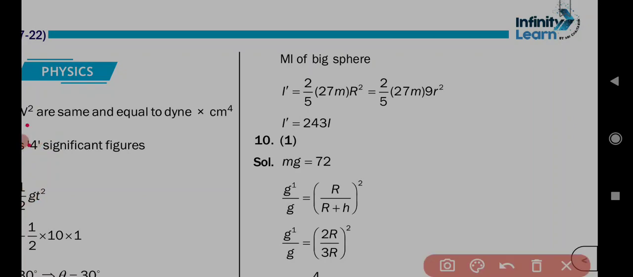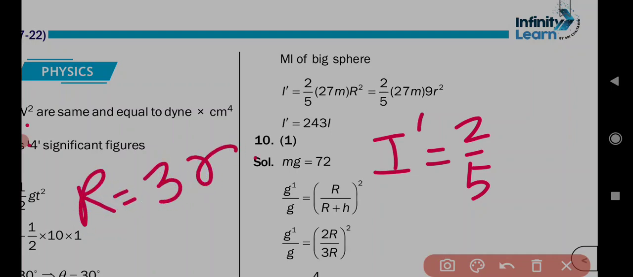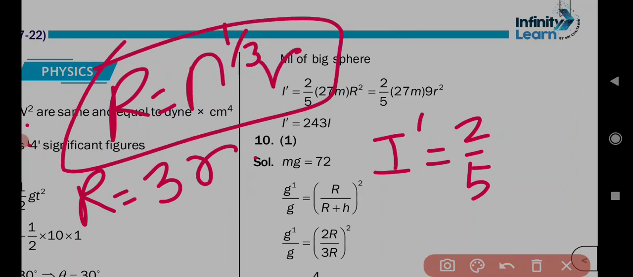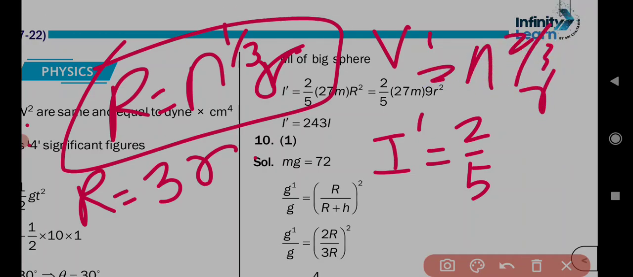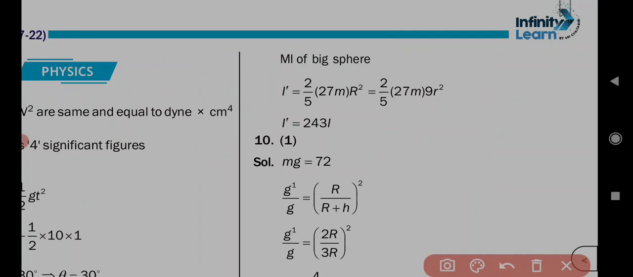So see, guys, we want the moment of inertia of the bigger sphere about its diameter, right? So I dash is 2 by 5 mr square, right? We now know that capital R is 3r, isn't it? From that relation, that is n to the power 1 by 3. Guys, the relation is very important. Remember this. I'll give a lot of relations to you in this session, so it will be very important. For potential also, n to the power 2 by 3. So we need to remember all this. We'll discuss in detail the question itself.